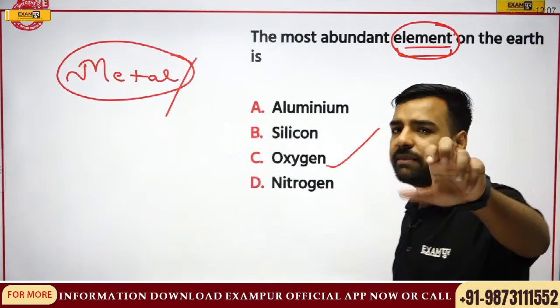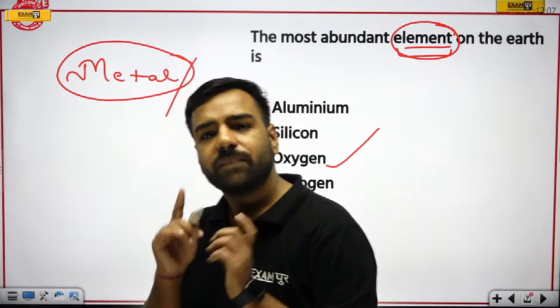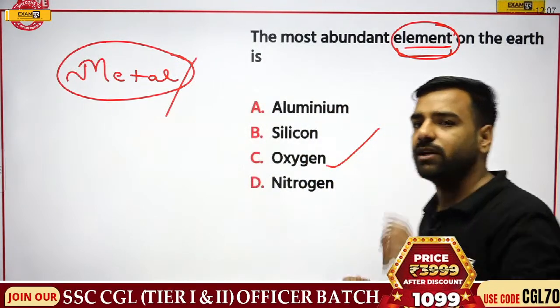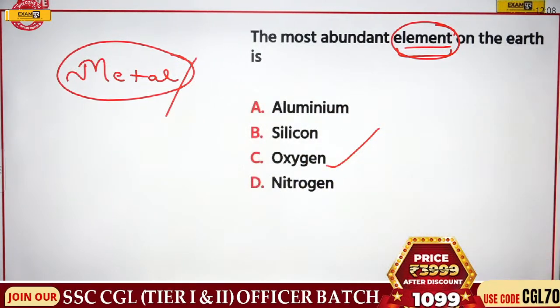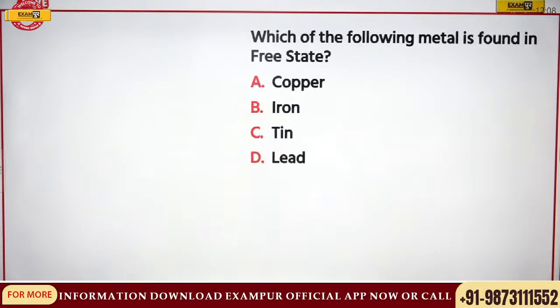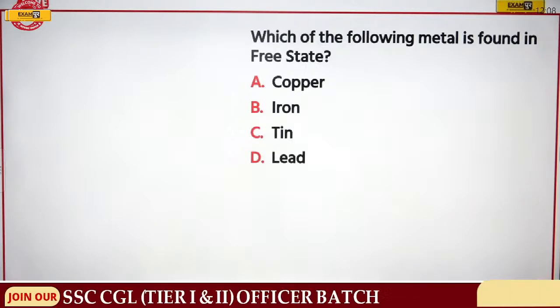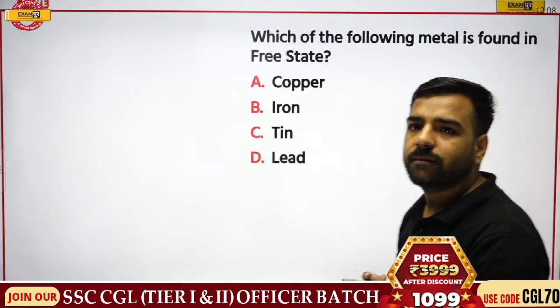Please remember, Vikramaditya, very good. Your answer was totally correct. And Ganesh, please remember this part. It's very important. So yes, oxygen would be the correct answer here. Next. Which of the following metals is found in the free state? So is it copper, iron, tin or lead?